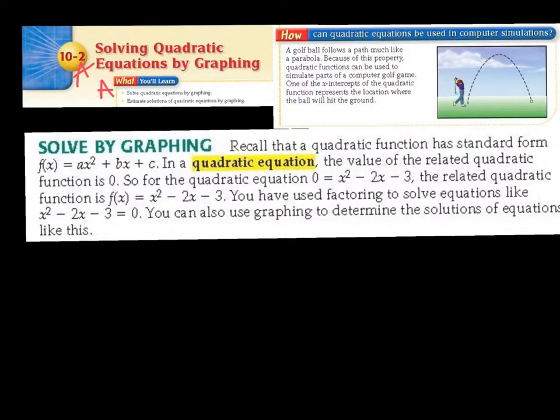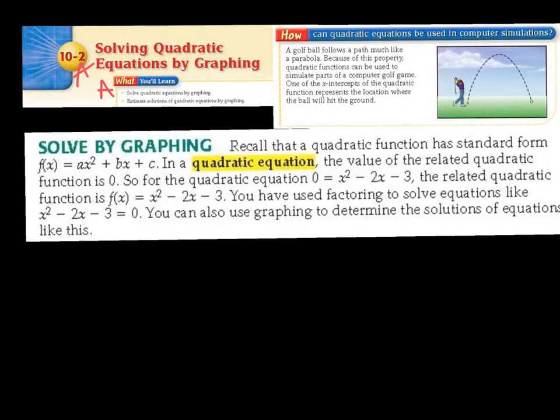Recall that a quadratic function has the standard form f(x) = ax² + bx + c. In a quadratic equation, the value of the related quadratic function is 0. So for the quadratic equation 0 = x² − 2x − 3, the related quadratic function is f(x) = x² − 2x − 3.